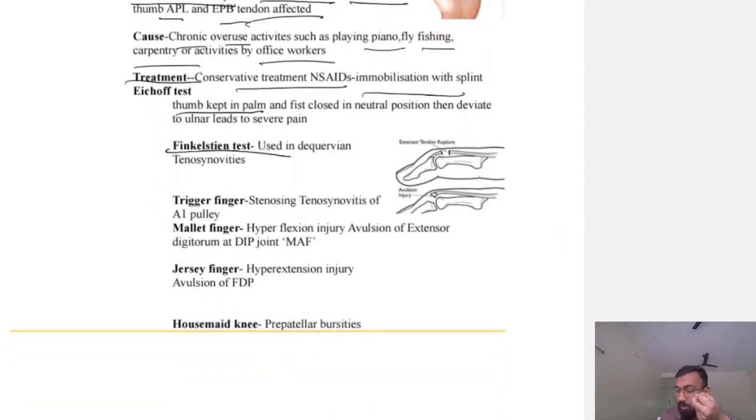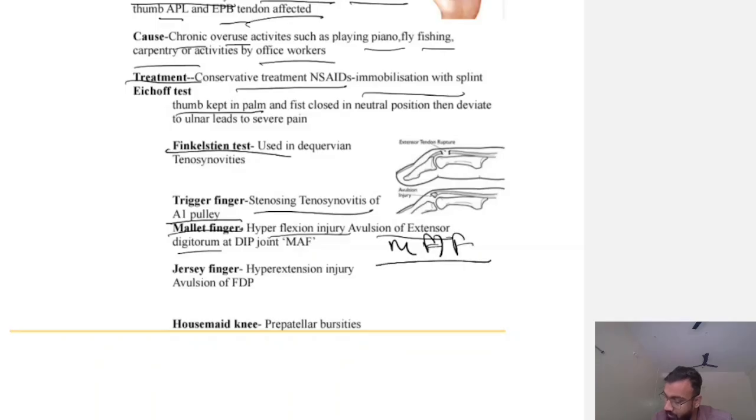So trigger finger. What is trigger finger? Stenotic tenosynovitis of the A1 pulley. The patient will say that my finger goes like this. This is trigger finger. Mallet finger is a hyperflexion injury, avulsion of the extensor tendon. Because of the hyperflexion injury, the extensor tendon will avulse. So it is MAF, hyperflexion injury. Jersey finger is the opposite, a hyperextension injury. It is avulsion of FDP. It is going into extension.